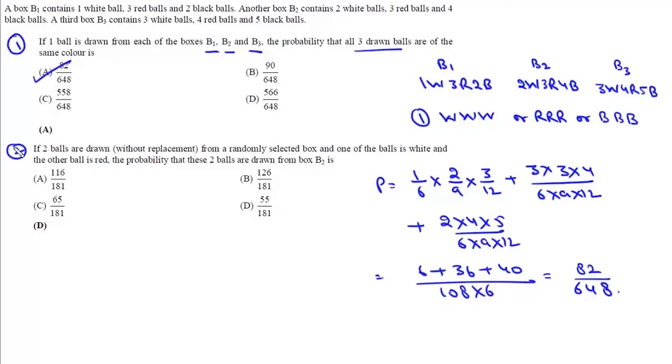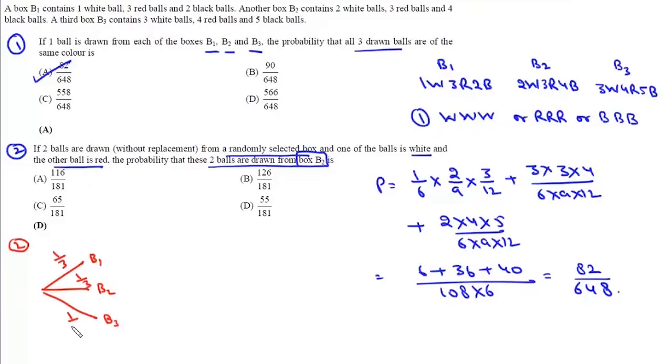Now the second question is, 2 balls are drawn without replacement from a randomly selected box, and one of the balls is white and the other ball is red. The probability that these 2 balls are drawn from box B2. Now this is a Bayes theorem question. These 2 balls may be from box B1 or B2 or B3. Now the probability of choosing any one box is 1 by 3, 1 by 3 and 1 by 3.